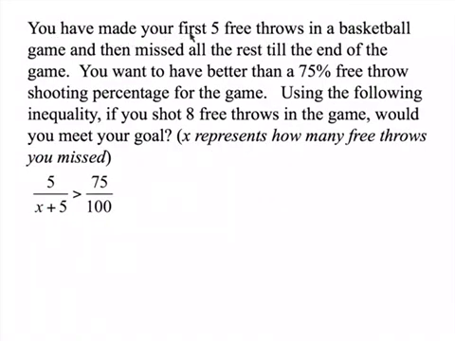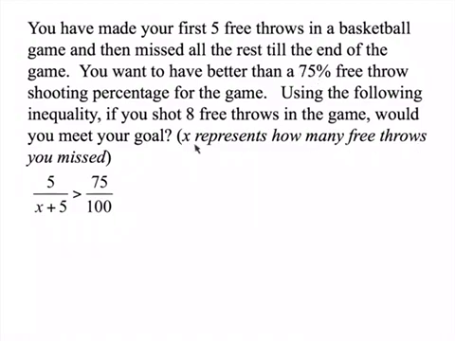You have made your first 5 free throws in a basketball game. Good job. And then you missed all the rest. Oh no, to the end of the game. So you got cold. You want to have better than 75% free throw shooting for the game. So you want to be better than 3/4 of your shots made. That's 75%, 3/4. Using the following inequality, if you shot 8 free throws in the game altogether, would you meet your goal of 75 or better?